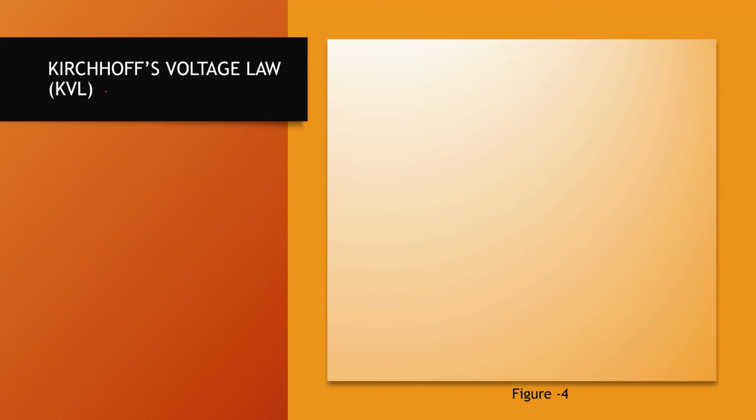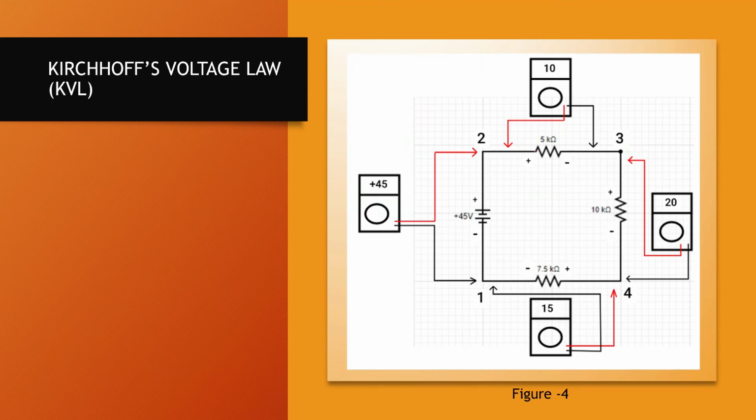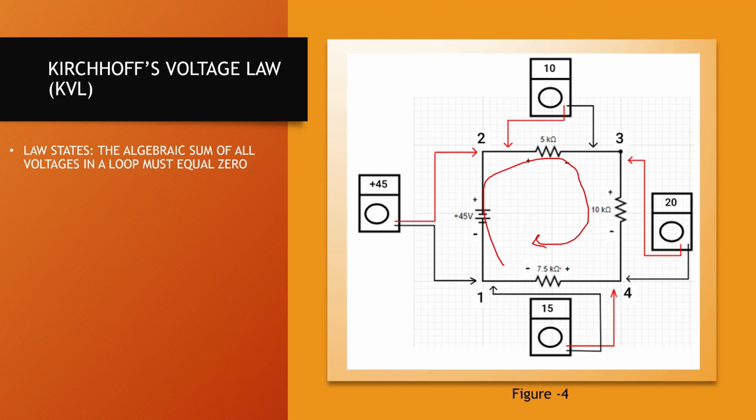So now we come to Kirchhoff's voltage law. What exactly is this KVL? I have this diagram with a voltmeter attached, which would make it very simple for you to understand. Basically it states that the algebraic sum of all the voltages in a loop must be equal to 0. So this entire thing is your loop. If you add all the voltages over here, they should be equal to 0.